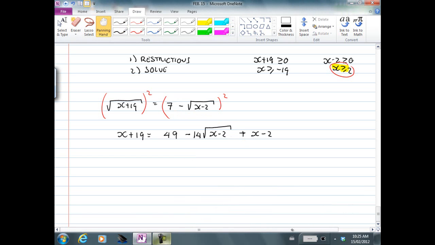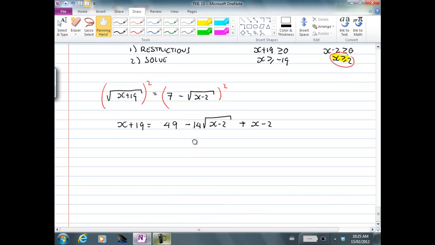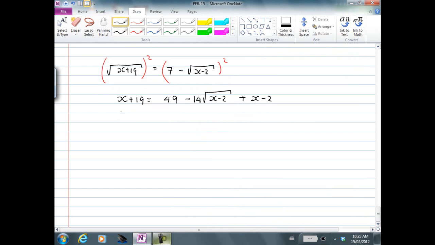So I'm going to move the 14 root over, get all the stuff to one side, and I like to work with the square root on the left side. So I have 14 root x minus 2 equals 49 plus x minus 2 minus x minus 19. Hey, look at this one. My x's cancel out very nicely. So you have 14 root x minus 2 equals 49 minus 2 minus 19, whatever that is. 28.